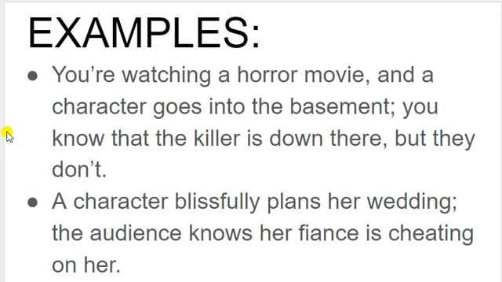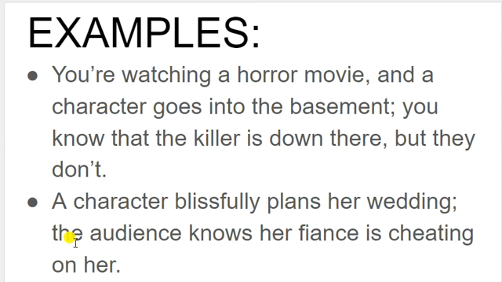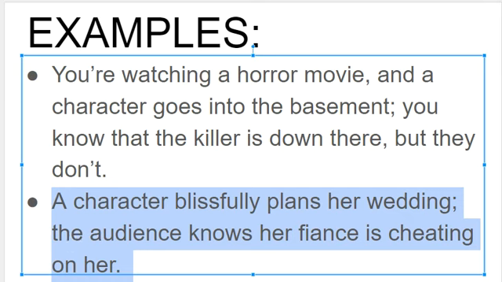Just kidding. But that would be a type of dramatic irony, because if this is a movie, in this case the audience knows something that a character does not know, okay? And it's something important, that they could die down there. Here's another example. A character blissfully plans her wedding. We, the audience, know that her fiancé is cheating on her. Ouch! Okay, so this is another type of dramatic irony. We know something important that the character does not know.